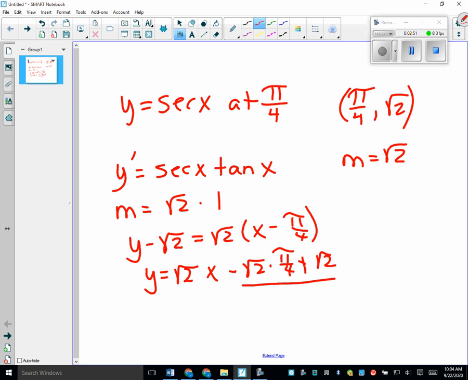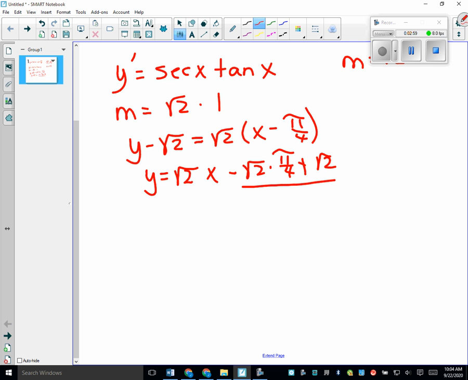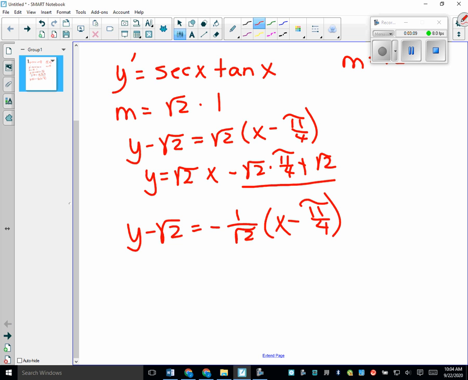Now, that's the tangent line. So what's the normal line? Opposite reciprocal. So this time, isn't it y minus radical 2 equals negative 1 over radical 2 times x minus pi over 4? And you're going to have decimals again. Is it bad if I got rid of the radical on the bottom? No, no problem.